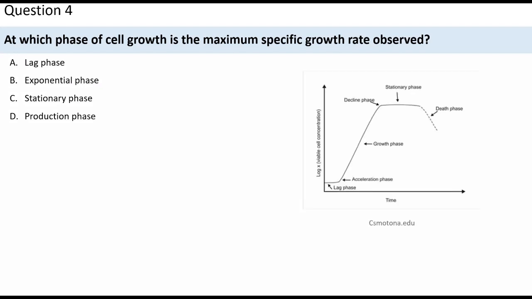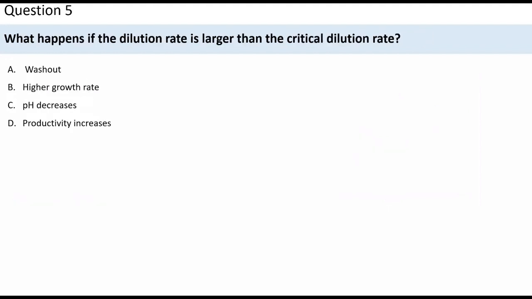At which phase of cell growth is the maximum specific growth rate observed? So we know that during the lag phase, mu is equal to 0, and in the stationary phase, mu is equal to 0, and the maximum specific growth rate happens during the exponential phase.